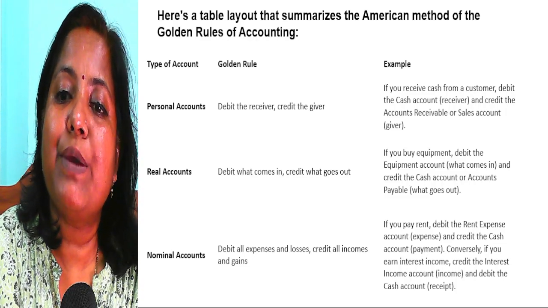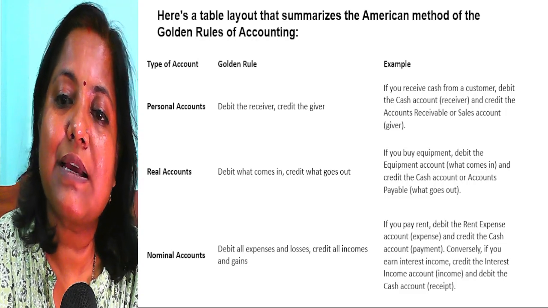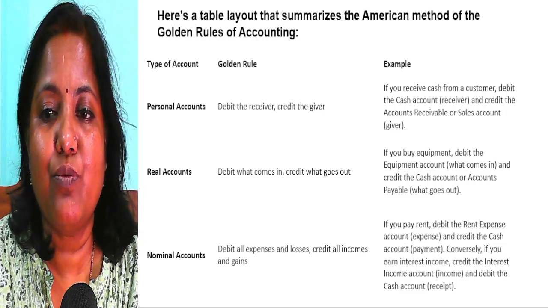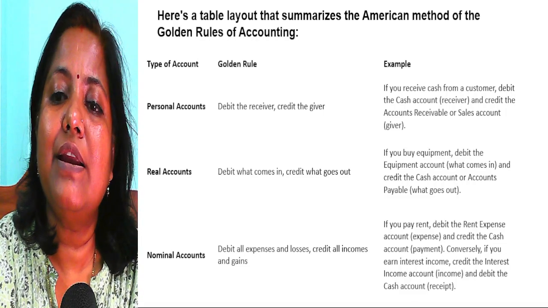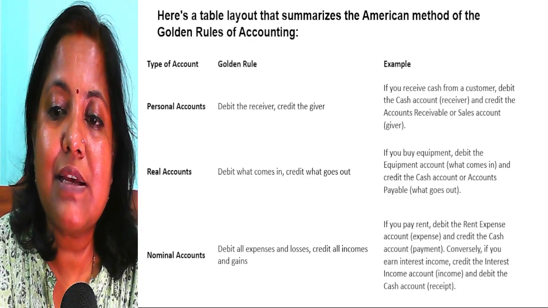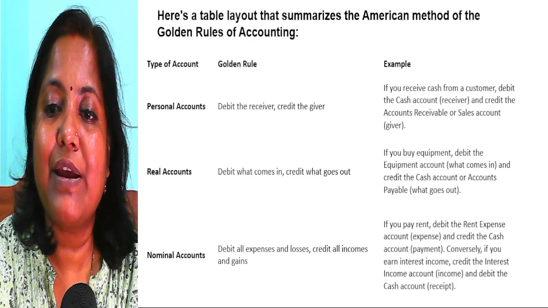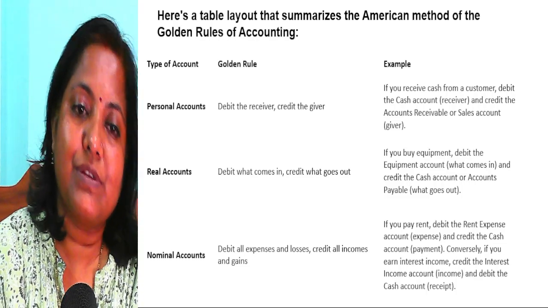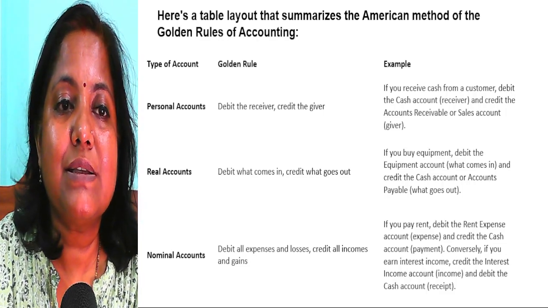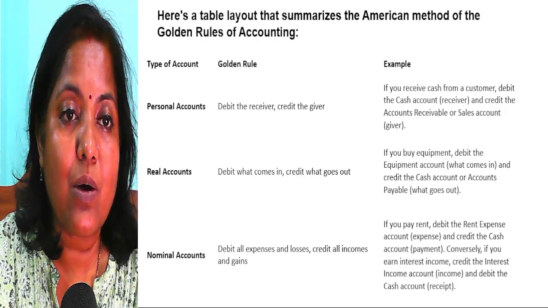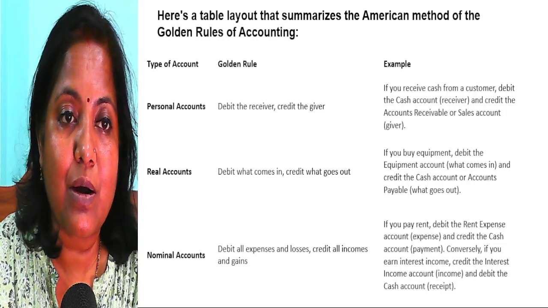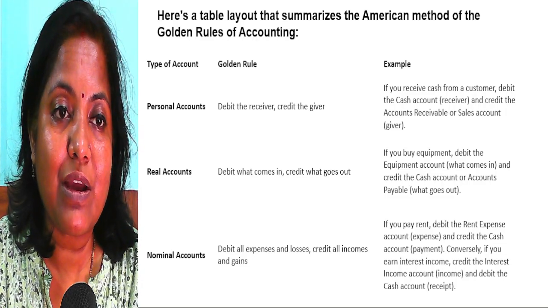Okay, if you pay rent, debit the rent expense account and credit the cash account for the payment. Conversely, if you earn interest income, credit the interest income account, and debit the cash account for the receipt. Okay, so I hope it is very clear what a personal account is, what a real account is, and what a nominal account is, and how we give the treatment.